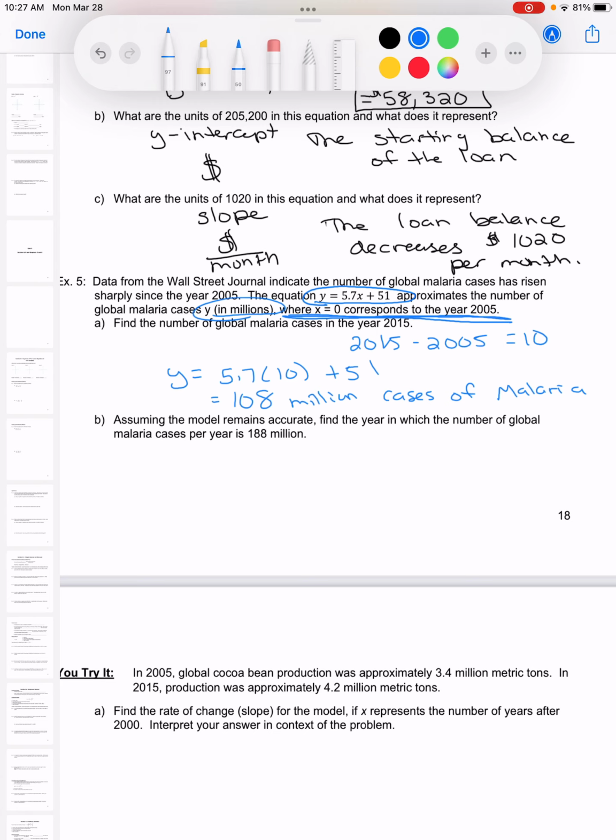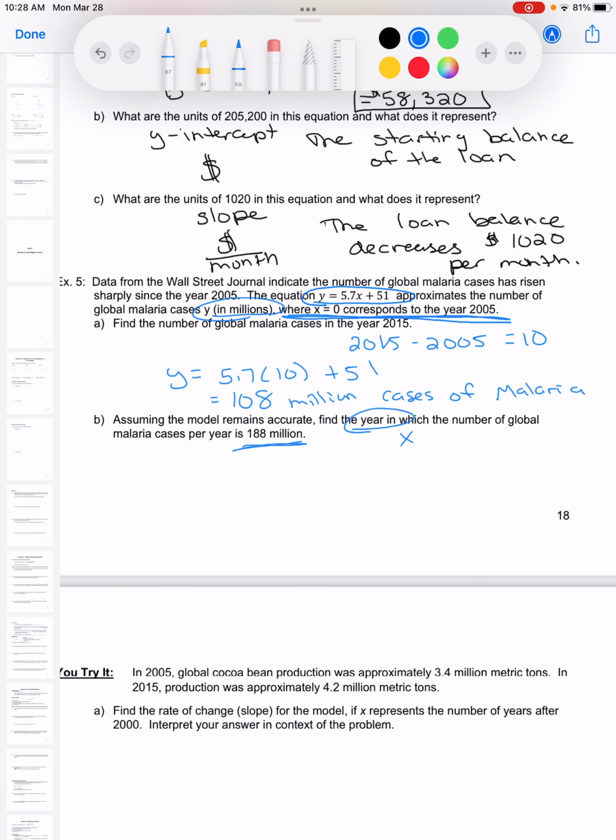Now this other way, people don't like quite as much. In this one, I'm going to be finding the year. So I'm going to be solving for x. And that one's always a little bit more work. So I'm going to tell you how many cases there are. Millions written out in words, so I'm not going to add all those zeros. I'm just going to say 188 is equal to my equation. And I'm going to solve for x.